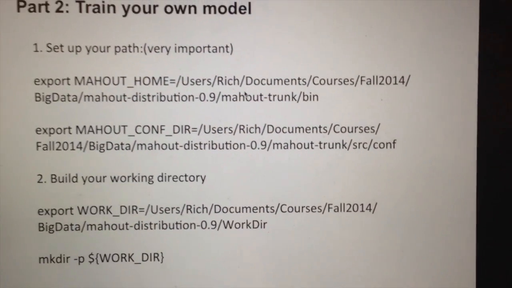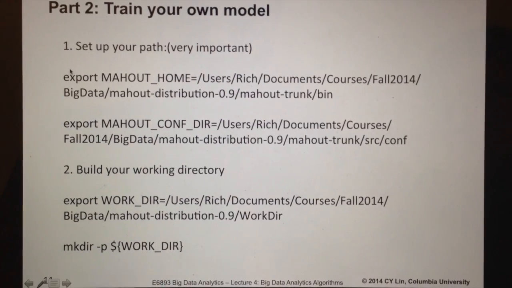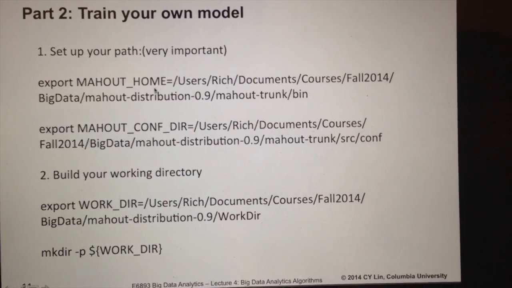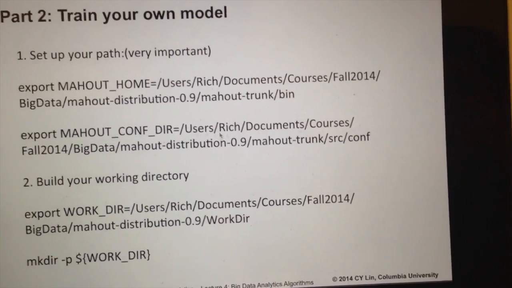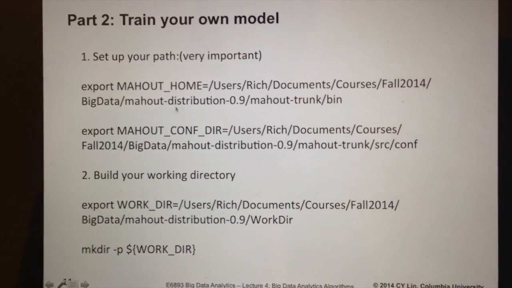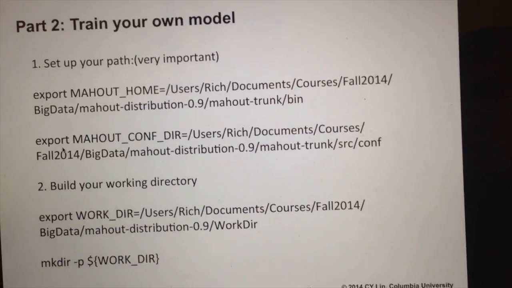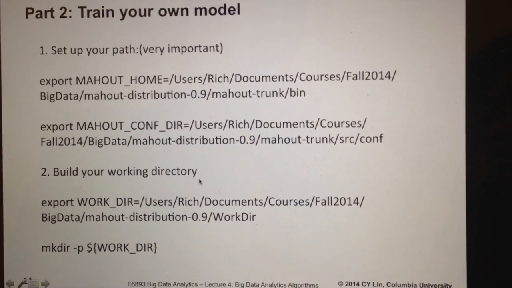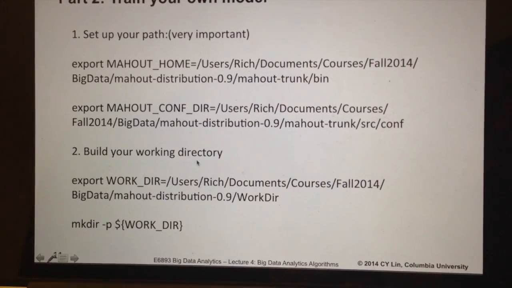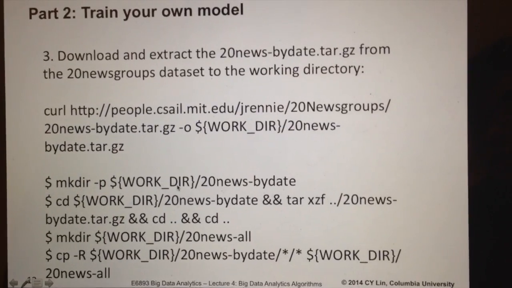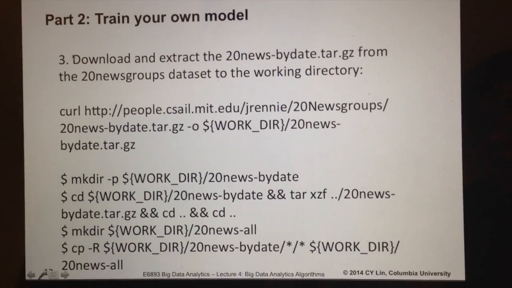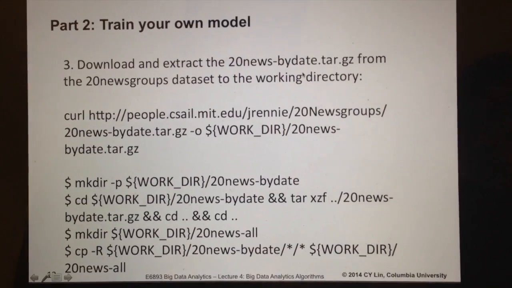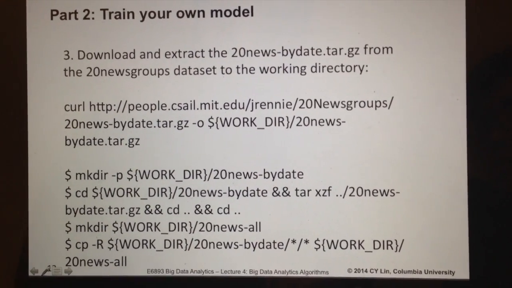Before you train your own model, it's very important to set up your paths. You have to set up both the Mahout home and the Mahout config directory. Please remember this one is not in the online instructions, but you have to set this path. After that, you also need to build your own working directory and export the path of your working directory. After setting all the paths, you first have to download and extract the 20 newsgroups dataset. You can just follow the command here.